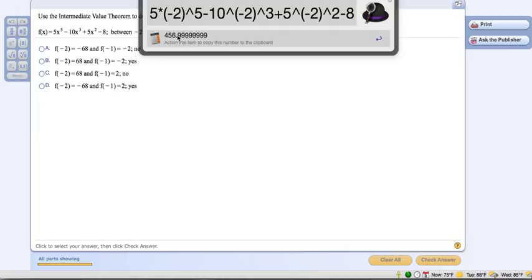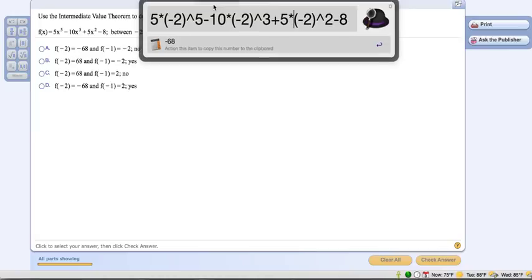It seems to have done some weird rounding things. Unless I'm reading this wrong, right? 5 times -2 to the 5th minus 10 times -2 to the 3rd. There we go. And I'm just having problems with my keys here. There we are. That looks right. -68. That's the value at -2.